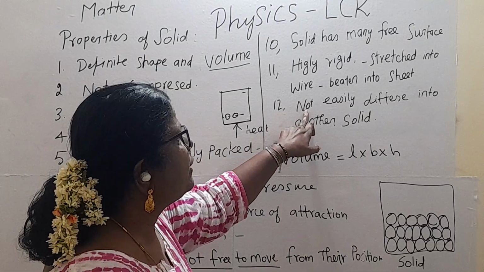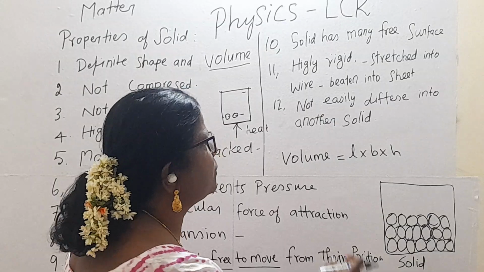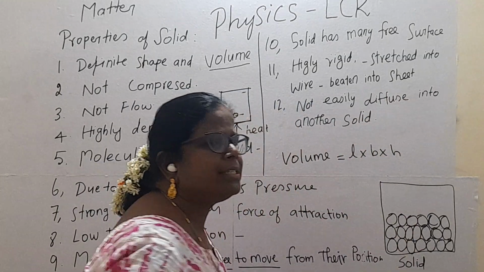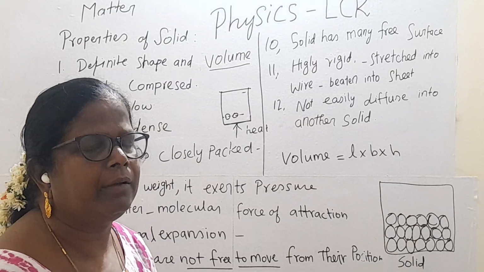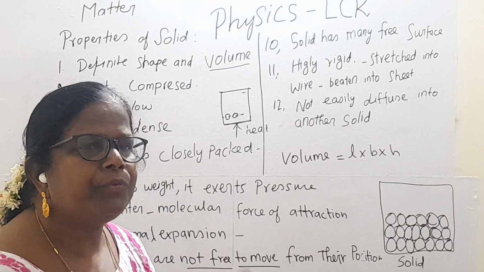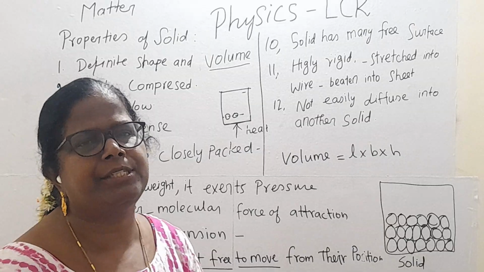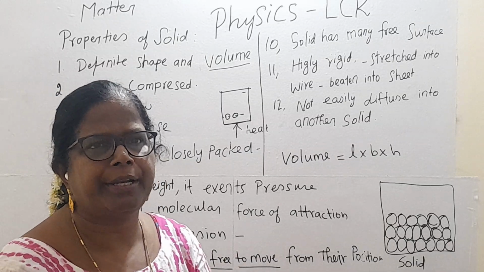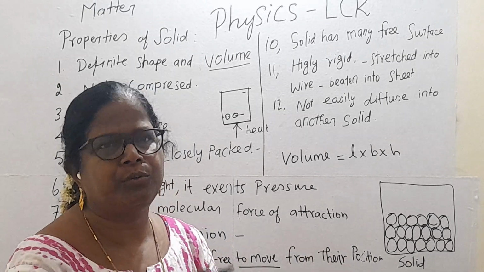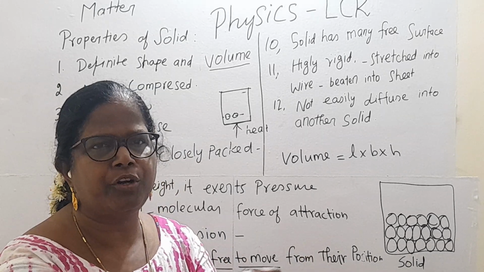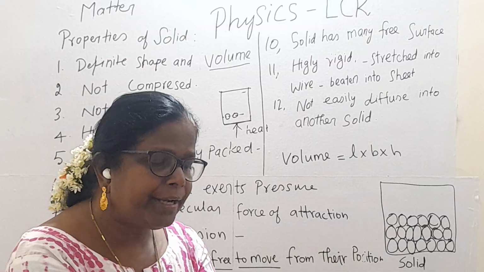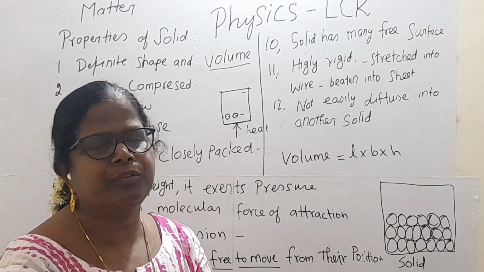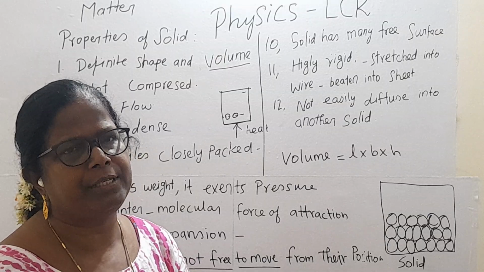Another last point, not easily diffuse. What is diffuse? Diffusion is a property. Diffusion means substances are going to mix with each other. Suppose you take rice and salt and mix these two things. When you look, you can see them separately. It cannot diffuse actually. Solid cannot diffuse easily.